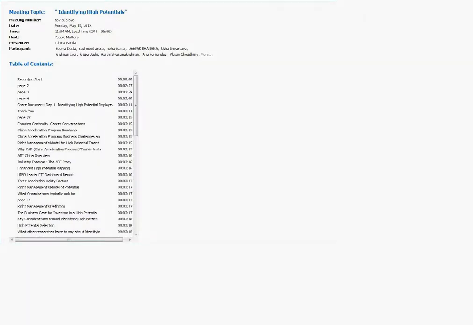Again, there'll be a much more comprehensive discussion around this later on in the week. I think it's on day 4. So I would encourage you to tune into that session for more detailed information.